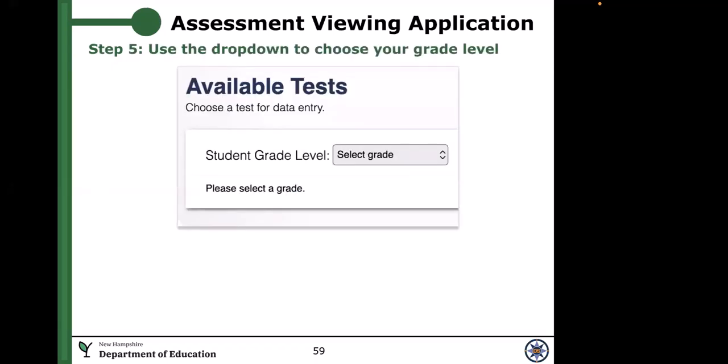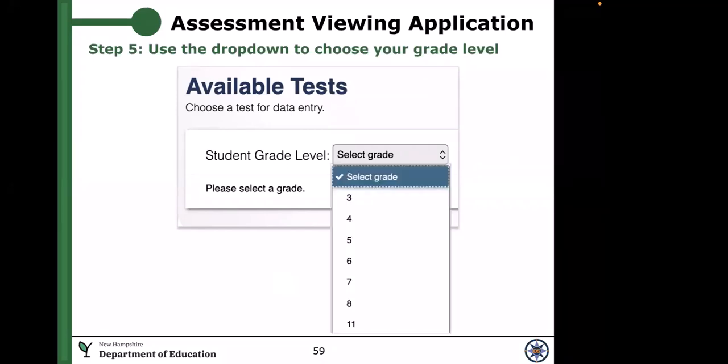You'll enter that code. Once you're in the assessment viewing application and you've logged in, it will give you this drop down and you're able to select a grade. Right now, the assessment viewing application only shows grades 3, 4, 5 through 8 and 11. As we get a little further ahead, they are going to add grades 1, 2, and high school to this drop down list. They're not quite there yet, but they're coming within the next couple of weeks, hopefully.